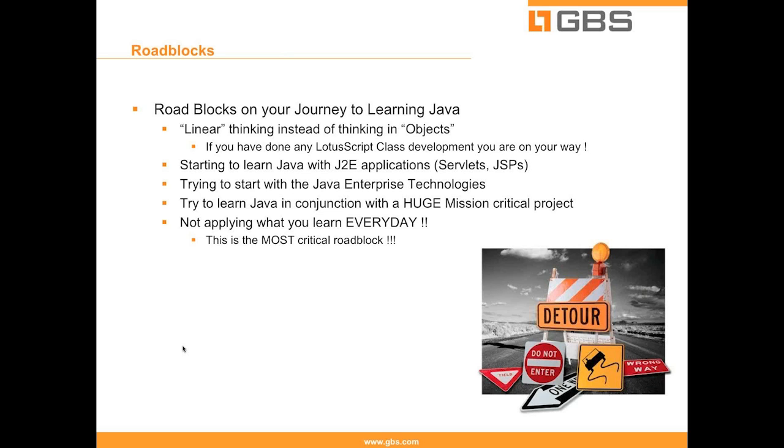So move away from thinking about code line 1 through code line 12 and start to think in objects. The object-oriented programming book and the Introduction to Java book will help you do that. Another roadblock is trying to learn Java with J2EE applications like servlets and JSPs. If you have developers that jump into the deep end of the pool, they don't have the foundation where they've learned the core strokes of what Java is. If you try to start with the Java Enterprise technologies, again, bad.